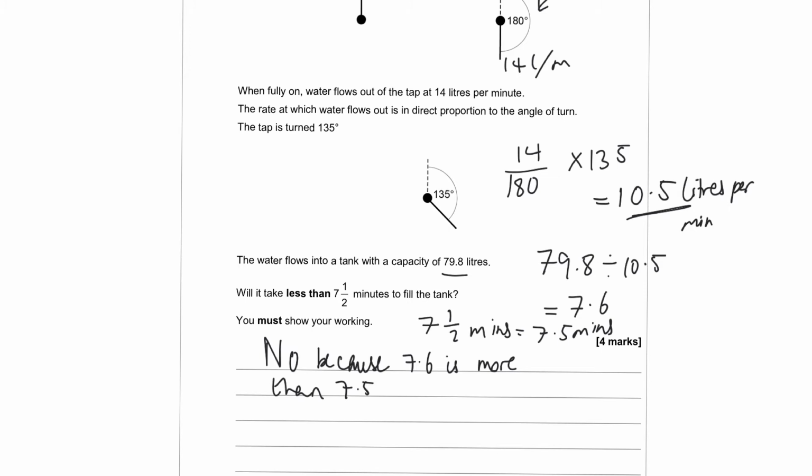Another way that you could have worked it out is you could have done 7.5 times 10.5 and see how many liters would have been filled in 7.5 minutes. And if you're seeing that the capacity is less than 79.8, that's another way of comparing it. So you could have done the method of comparing it in terms of the time, or comparing it in terms of the actual liters there, or comparing it in terms of the rate as well. There are so many different methods, and the mark scheme allows for all those different types of methods.